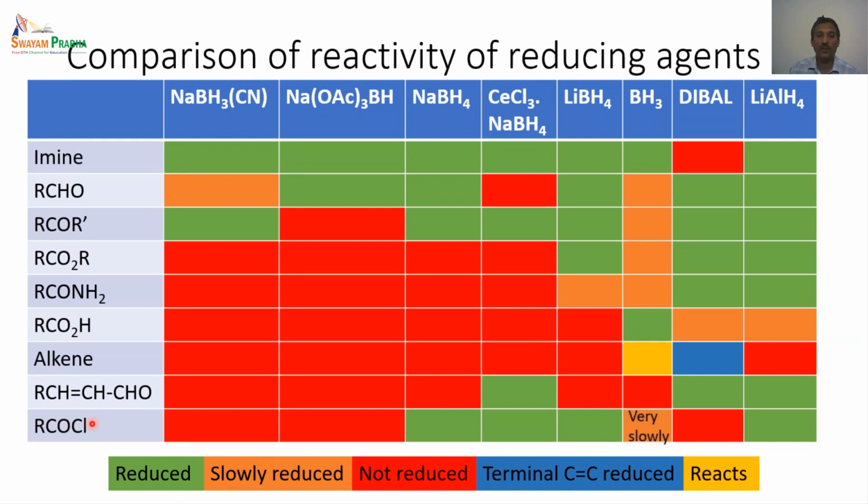And when we take the acid chloride, sodium borohydride and many other reducing agents reduce the acid chloride, whereas borane and DIBAL-H do not reduce the acid chloride. So this is how, by using this chart, we can choose the right reducing agent for reducing a particular functional group.